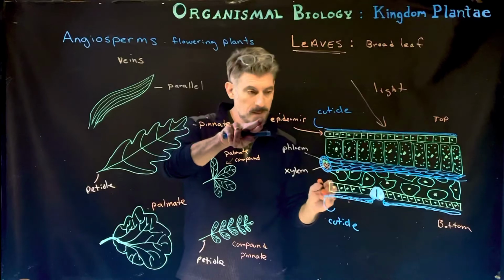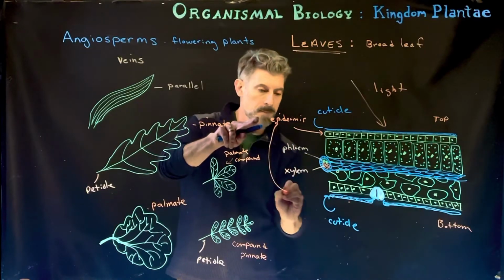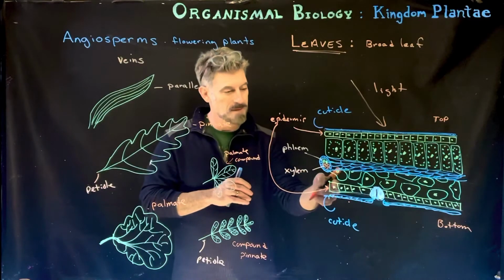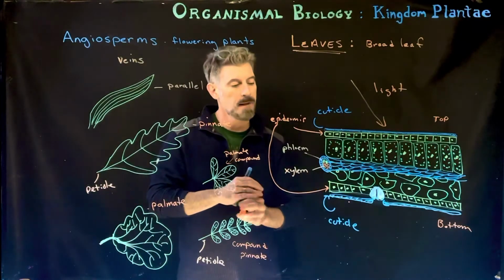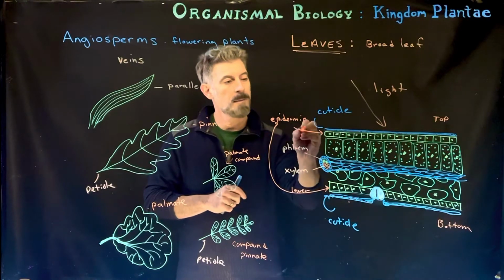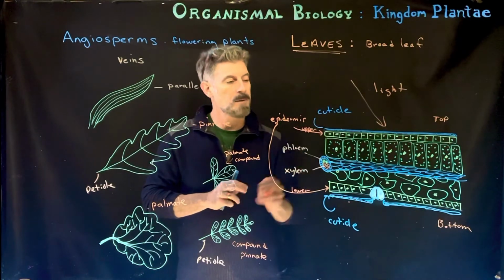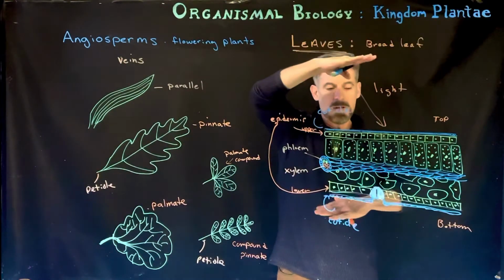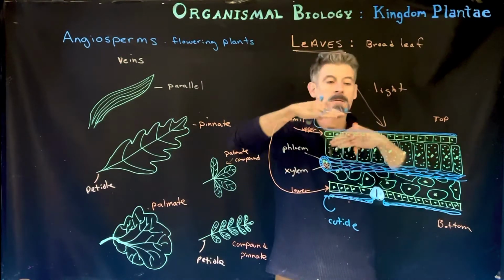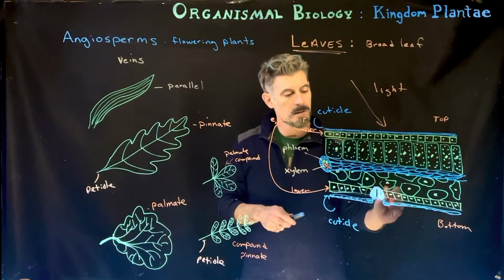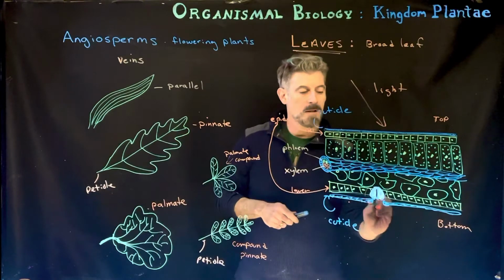There's the top layer of epidermis. There's a bottom layer of epidermis. This is typically called the lower layer and the upper layer. So lower and the upper epidermis. So it's kind of the same, top and bottom. Cuticle, epidermis.